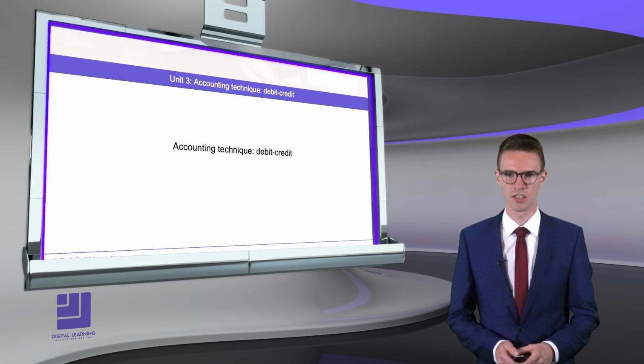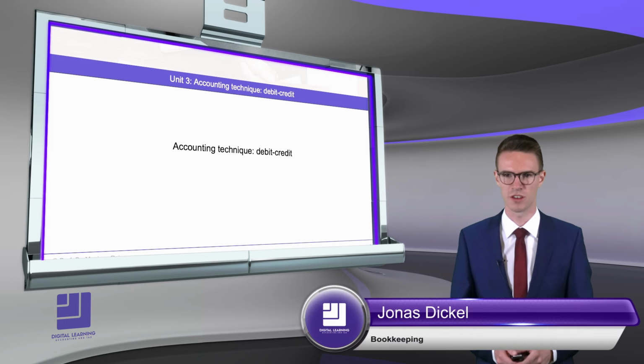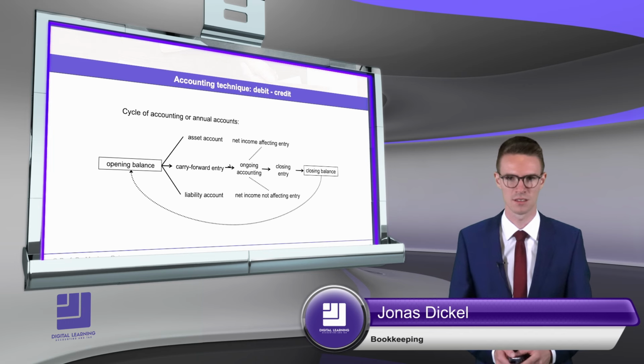In Unit 2, I showed you the different debit and credit positions. In Unit 3, we focus on the positions and take a closer look at the accounting technique. At first, I start with the cycle of accounting or annual accounts.